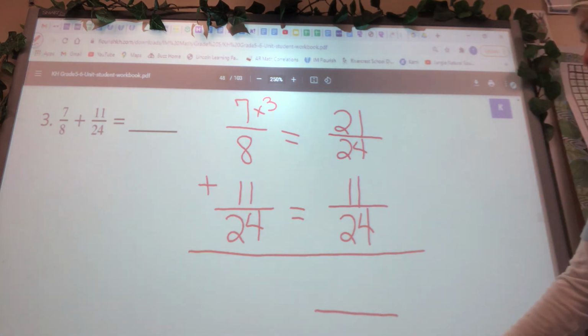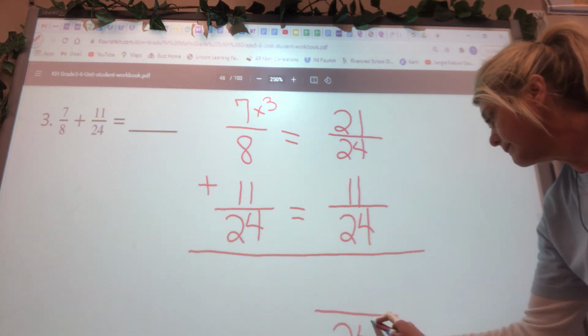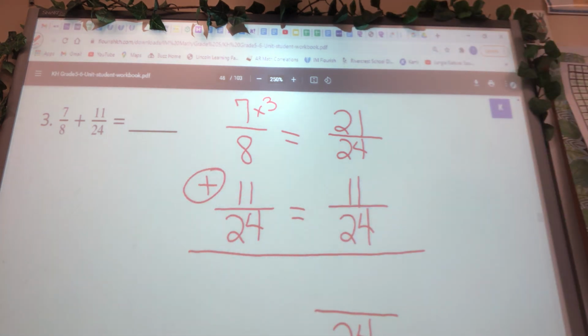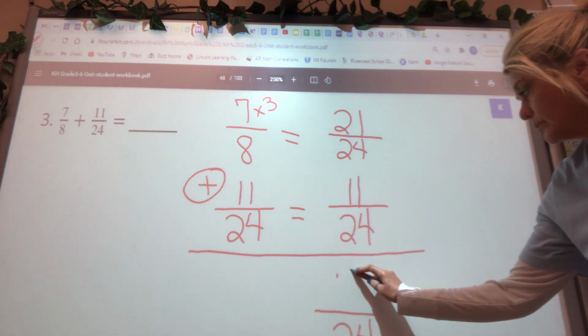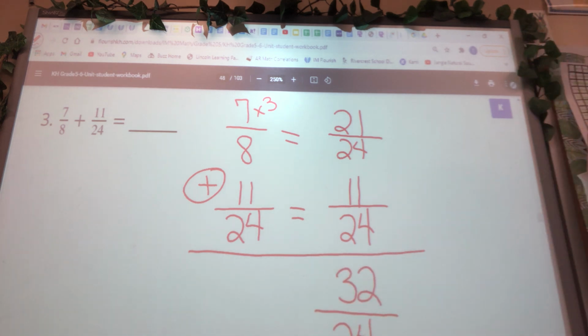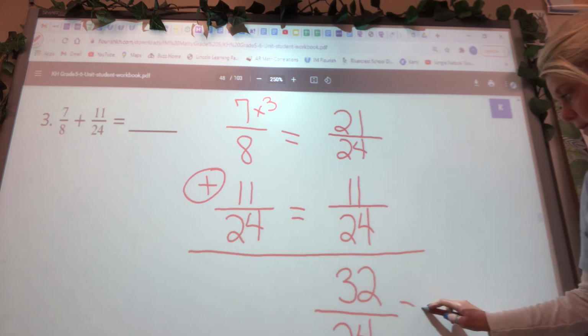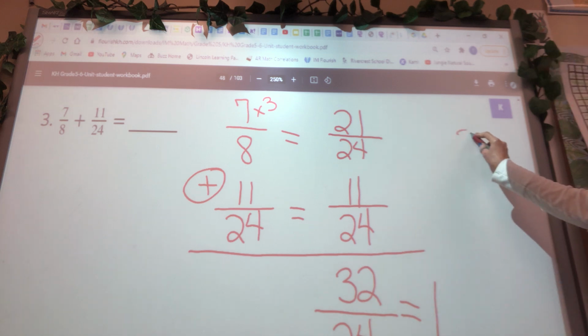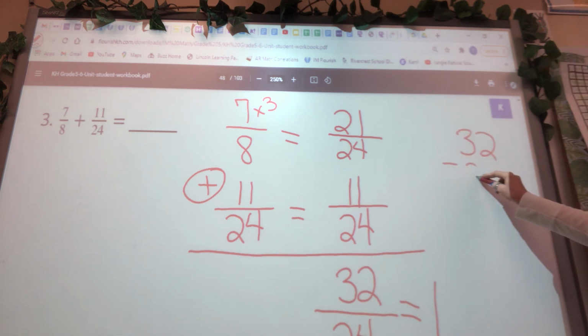We're adding. What do we do with that denominator? And then we're adding the numerators, so that's 32. What kind of fraction is that? Improper. Okay, so I need to turn it into a mixed number. 24 will go into 32 how many whole times? 1. And then I've got to see how much would be left over.